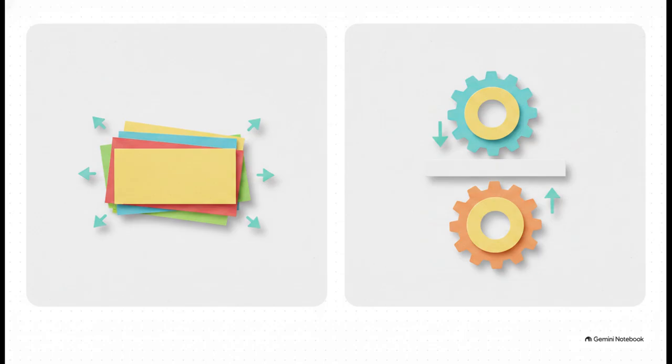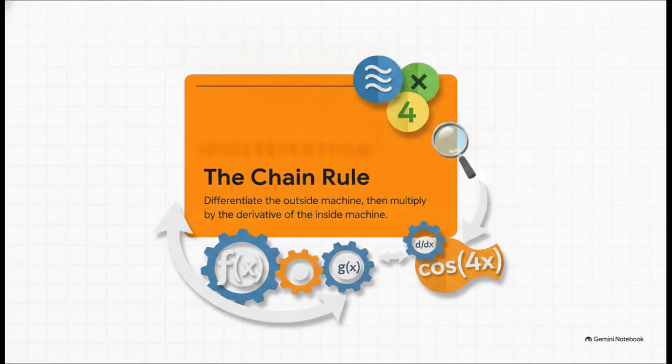Sine x over x becomes x times cosine x minus 1 times sine x all over x squared. E to the x over x cubed becomes x cubed times e to the x minus 3x squared times e to the x over x to the 6th. And 1 over x becomes x times 0 minus 1 times 1 over x squared. Just gears turning gears.